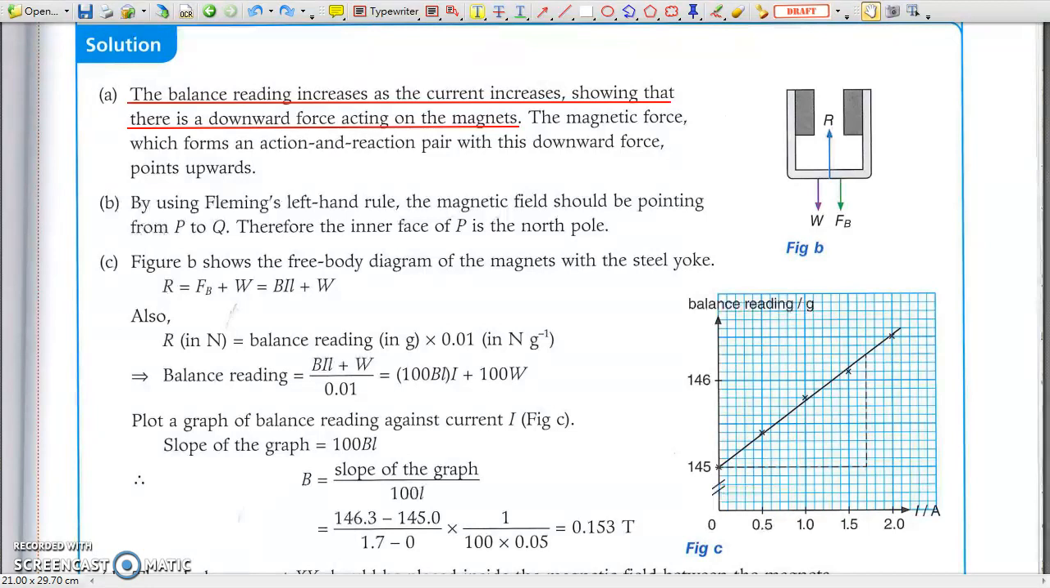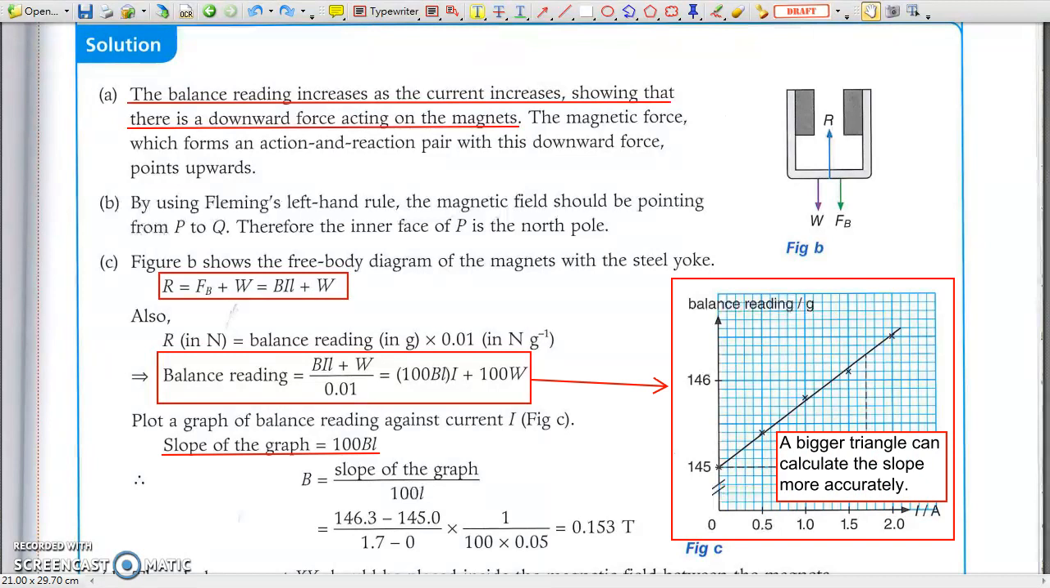The graph of the balance reading against current is a straight line. We should first express the balance reading in terms of the magnetic force, and hence I. As I said before, 1 gram change in balance reading does not exactly correspond to 0.01 Newton. So there are minor changes of these values, but it doesn't affect the principle of the experiment.